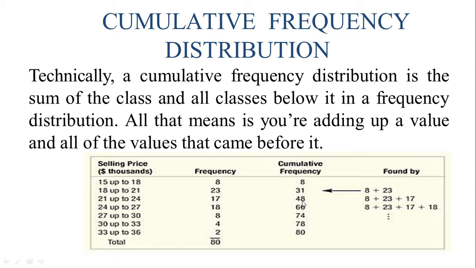In the next you have to add 48 plus 18. In the next 8, 4 and 2. So finally you will get the exact data, that is 80. So total number of vehicles were 80. So cumulative frequency is 80. This is called cumulative frequency. You have to add one over another, so you will get cumulative frequency.